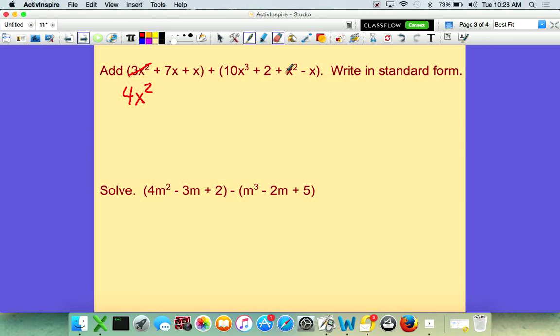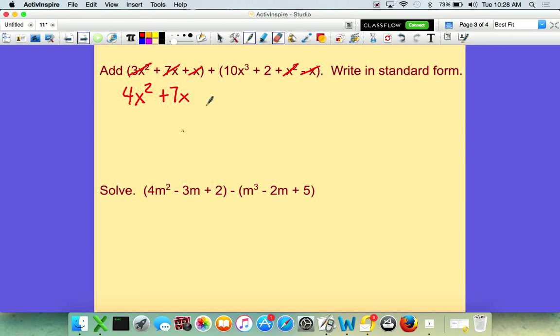And what I like to do after I do that is I like to cross them off. From there, I see that I've got 7x plus a negative x. 7x plus x is 8x plus negative x is back down to 7x. And then that is gone. And then everything in my first polynomial is gone.